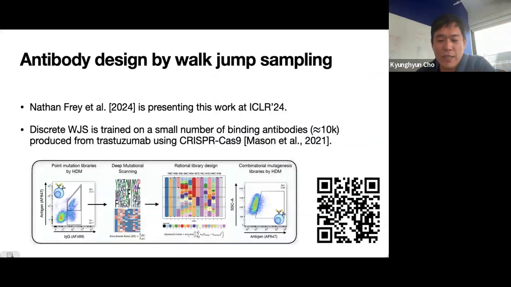And indeed, this is the paper that we're going to present at ICLR next week. So Nathan Frey and others trained a discrete walk-jump sampler on a small number of binding antibodies, about 10,000 of them, produced from trastuzumab, that is Herceptin, using CRISPR-Cas9. And this dataset was created and released by Mason in 2021.